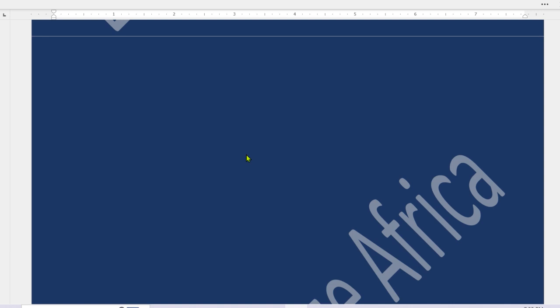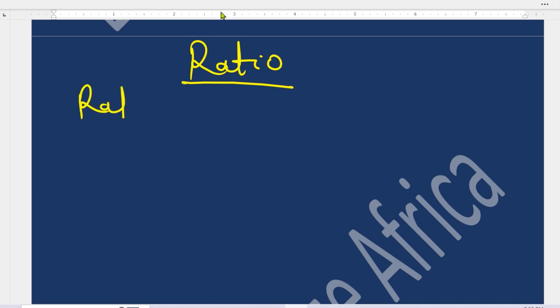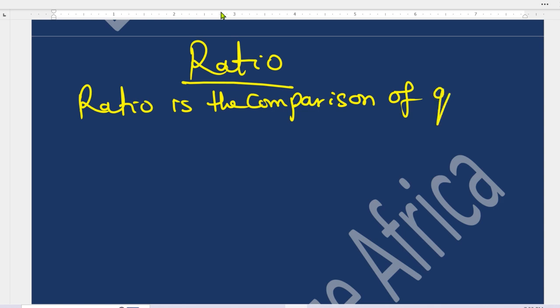Now, the next concept you're going to learn now, listen, is under ratio. You know, we have learned that ratio is the comparison of quantities. Ratio is the comparison of quantities. And quantities can come in different forms.